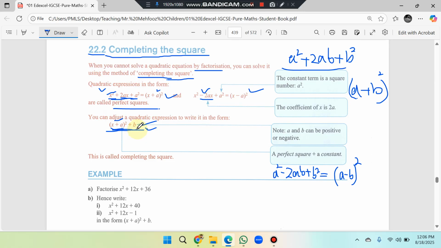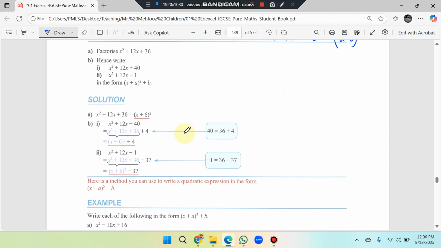Okay, do you have any problem till this step? No. Okay, good. This is called completing the square. It means that if we have an expression in which the square is not complete, we have to add or subtract some term or value in this expression to complete the square. So this is basically our topic. Okay, so here is the example.